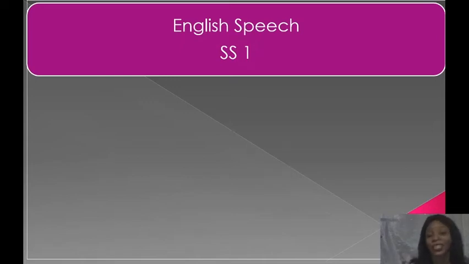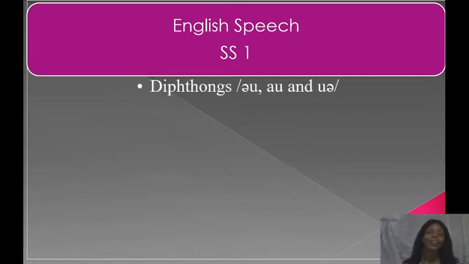Today we are going to be looking at English speech. And a topic for today is diphthong sounds. We're going to be looking at three diphthong sounds. We're going to be looking at the L sound, the ow, and the W sound.